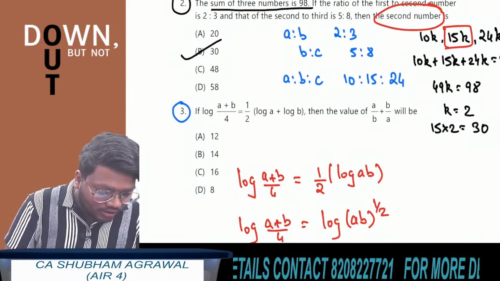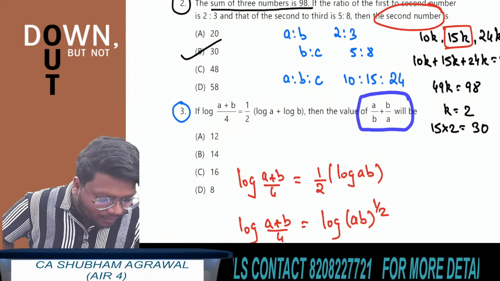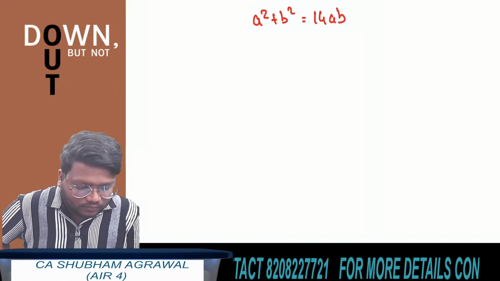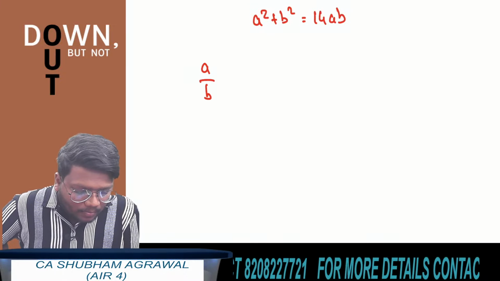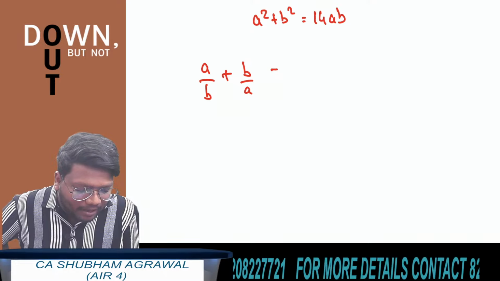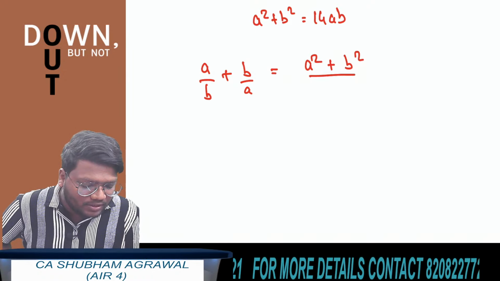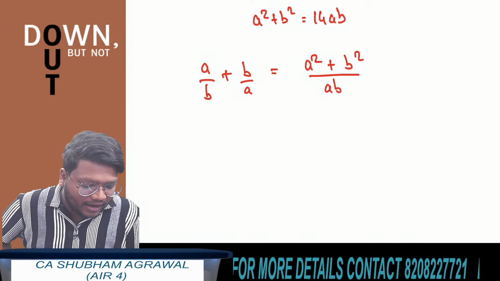What have they asked in the question? They have asked us the value of A by B plus B by A. You have to find the value of this thing, A by B plus B by A. Now, we have to do the cross multiplication. A by B plus B by A. A multiplied by A is what? A square. B multiplied by B is what? B square. A square plus B square divided by AB.